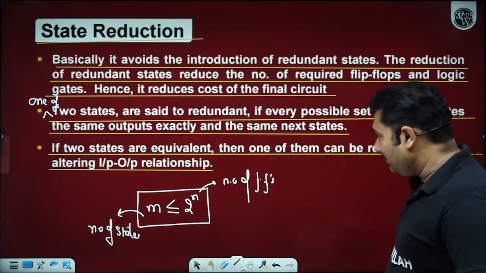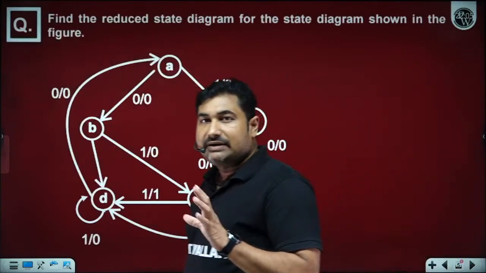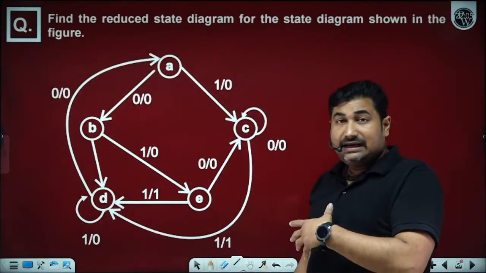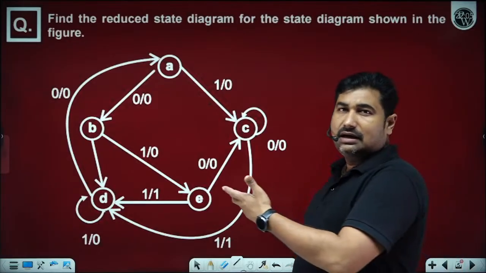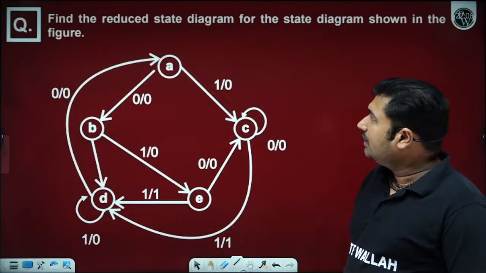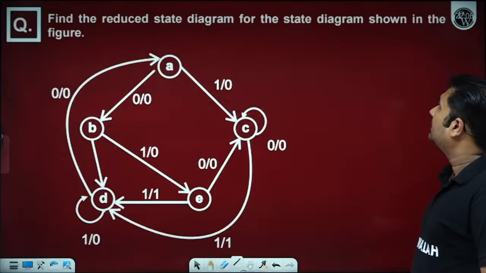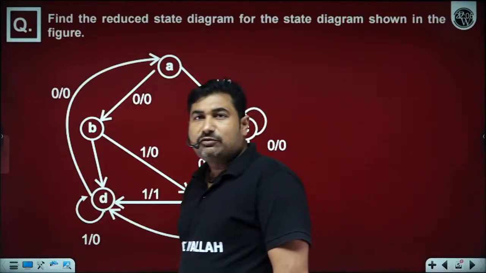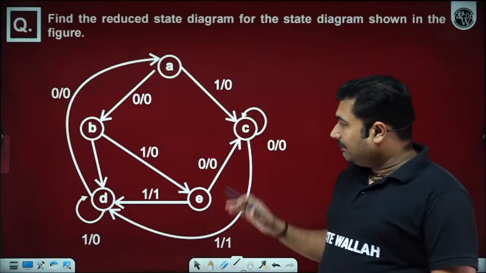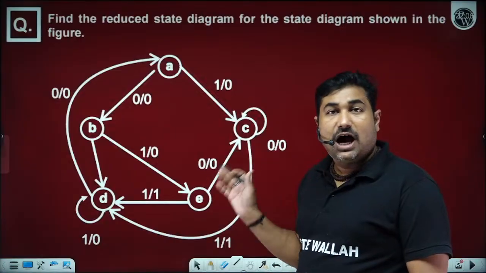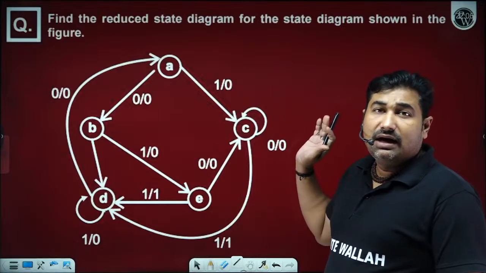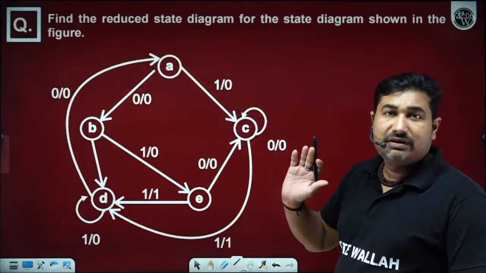Let's understand with the help of one question. Suppose a user asks to design a state machine for a particular situation. Please observe here. Find the reduced state diagram for the state diagram shown in the figure. But before finding the reduced state diagram, by observing this state diagram, you have to tell me how many minimum flip-flops are required to design this particular state machine.